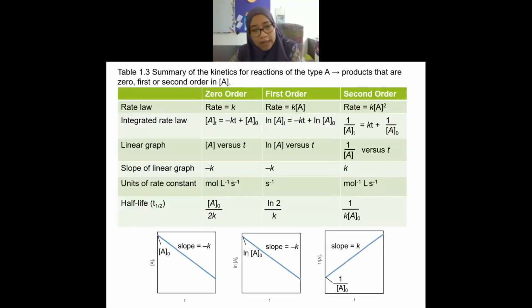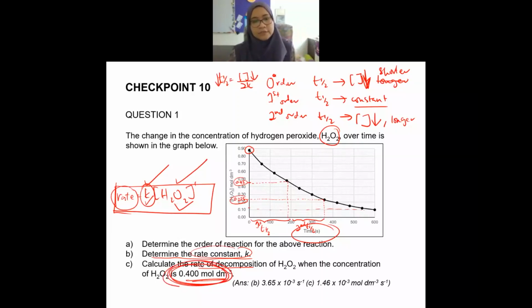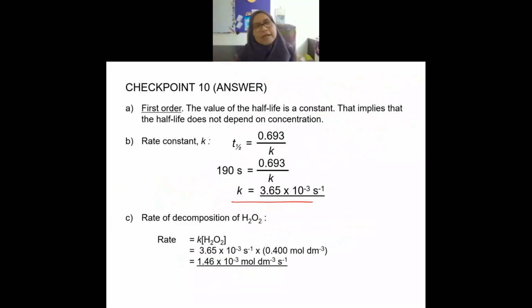Next. What is the question? Calculate the rate of decomposition of H2O2 when the concentration of H2O2 is 0.4 molar. We have determined the rate constant just now, so we can find the rate using the rate law. Now we can use this one. The K has been determined. The concentration is given. You can insert into the rate law and find the rate.